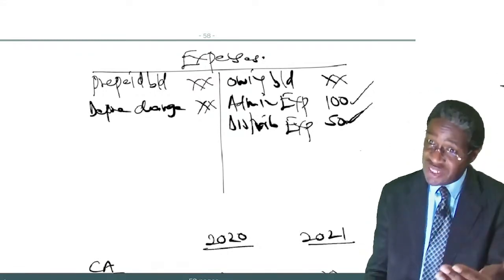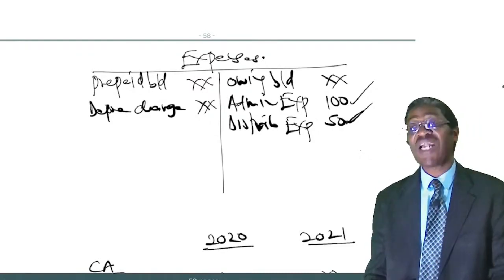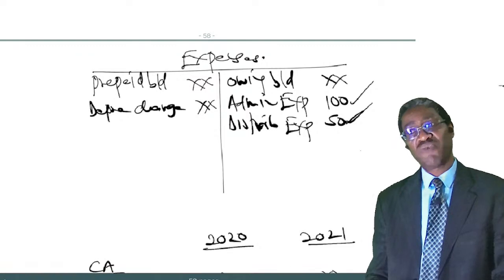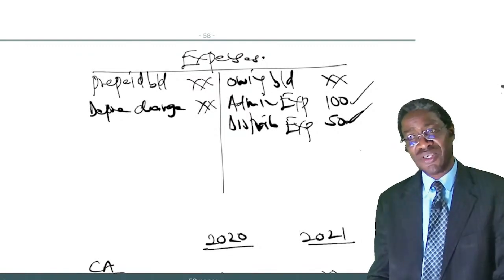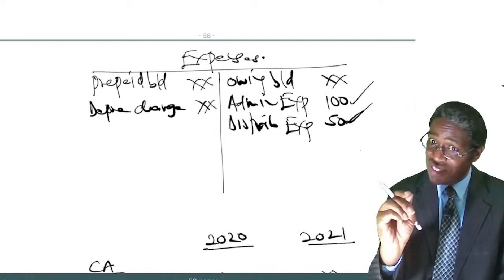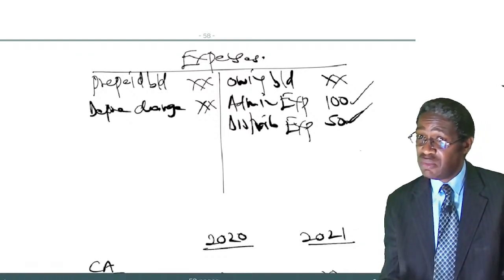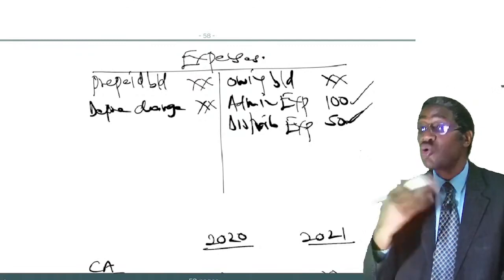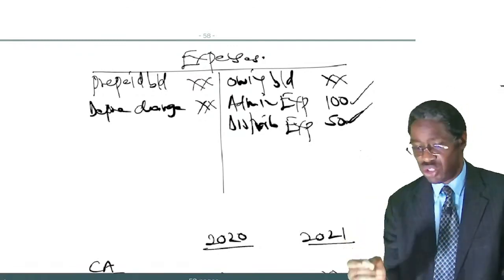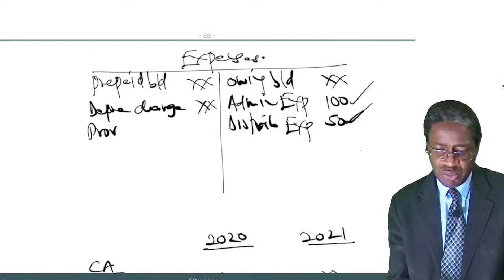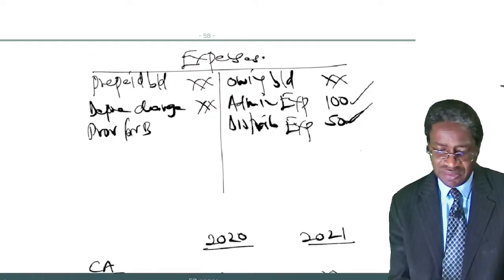You anticipated that some of your debtors are likely not to pay you, so you made a provision for bad debts. Good. When you made a provision for bad debts, you must have debited the P&L account, and you included it among the distribution expenses. Is it a cash item? No. So come and remove it. This is provision for bad debts.